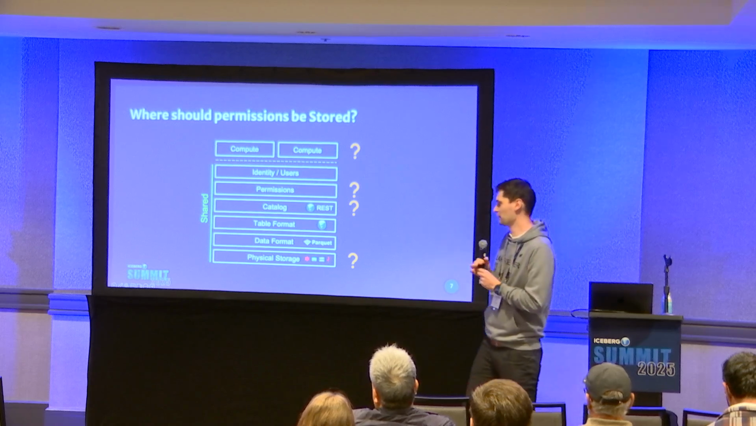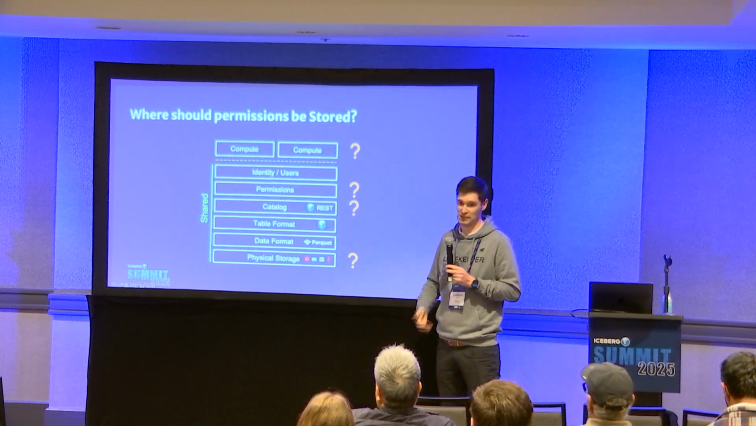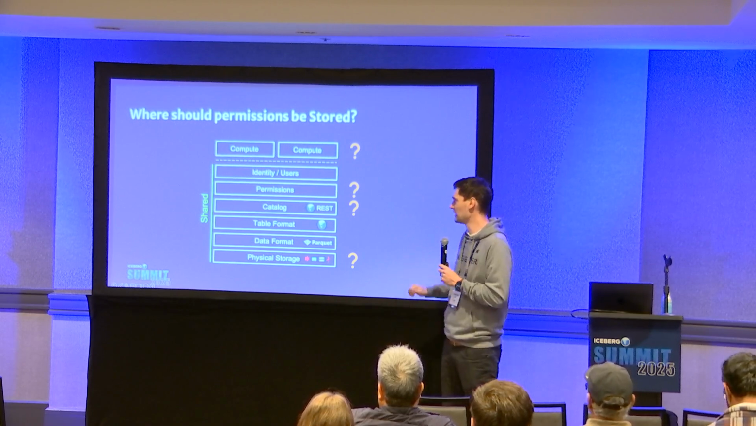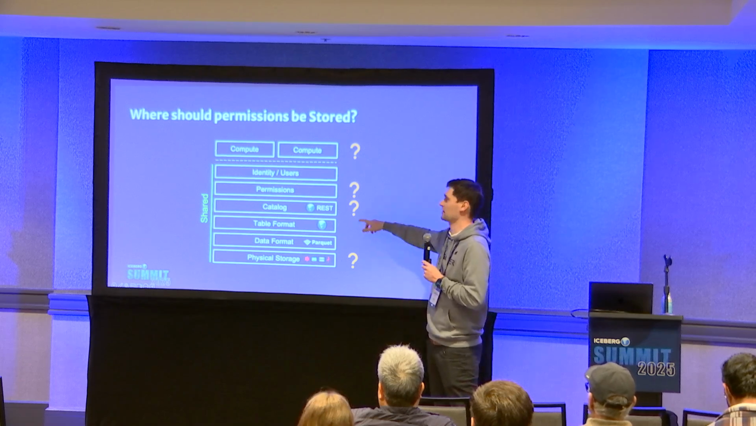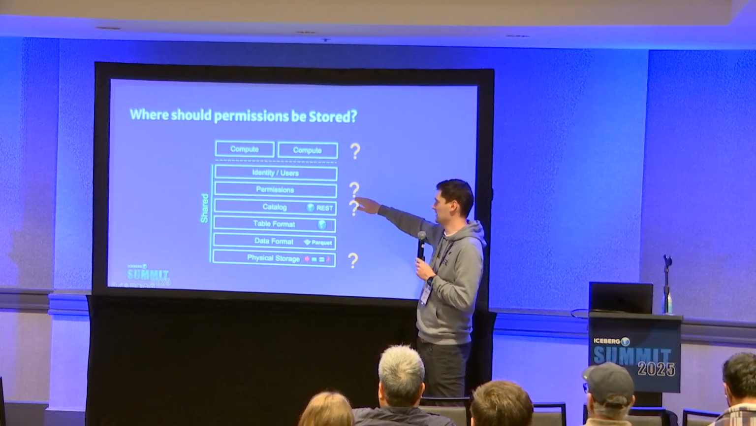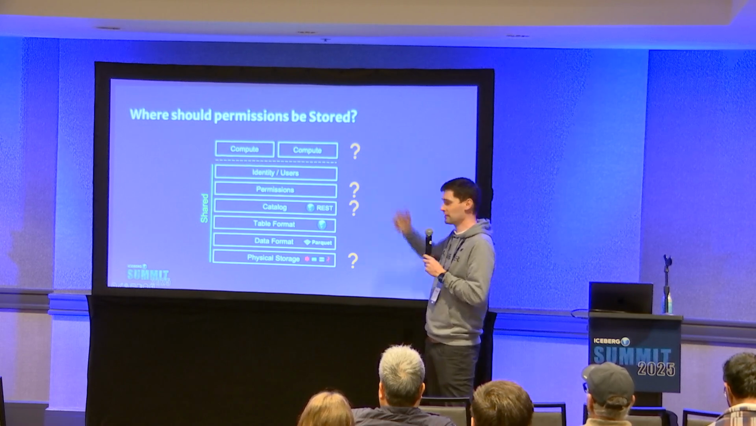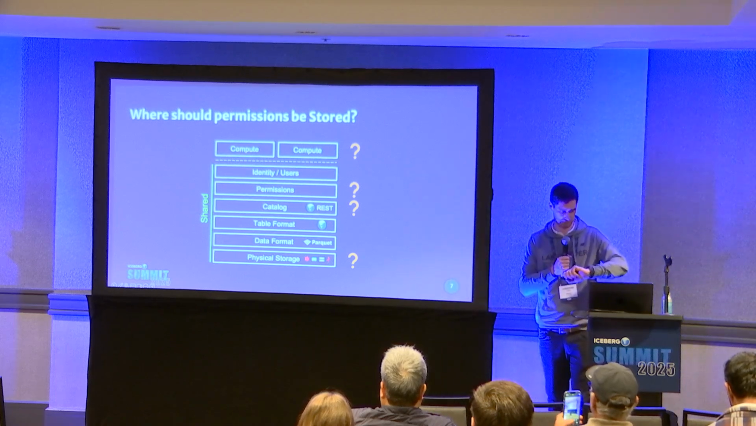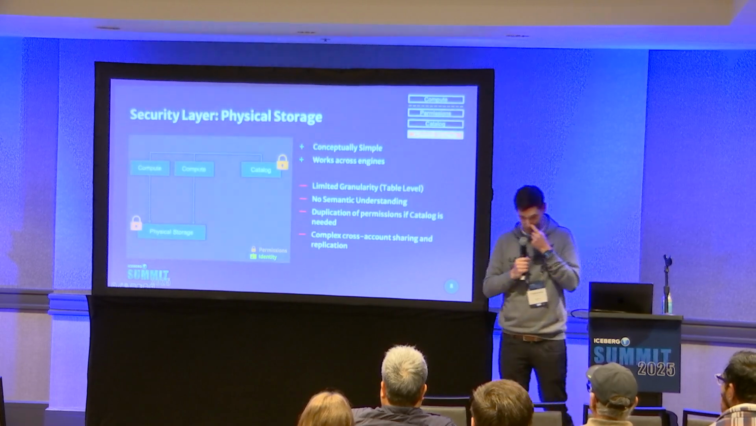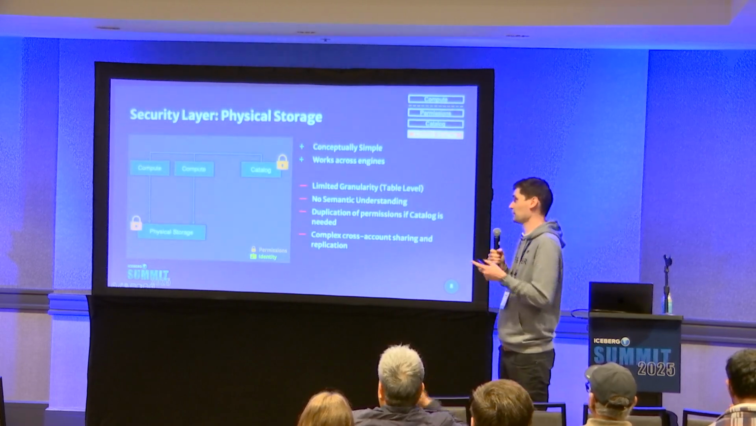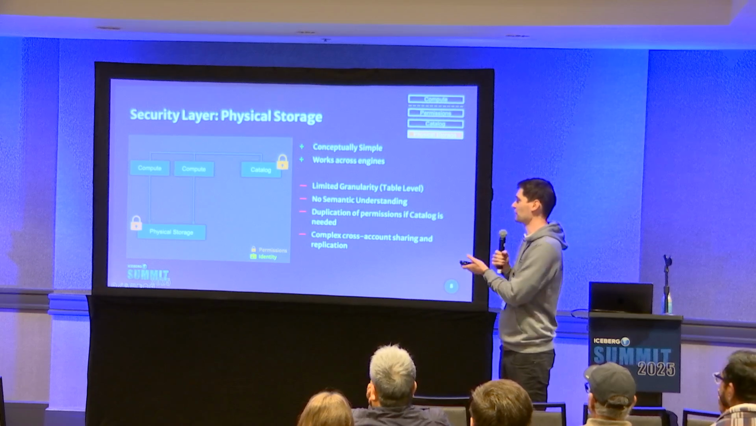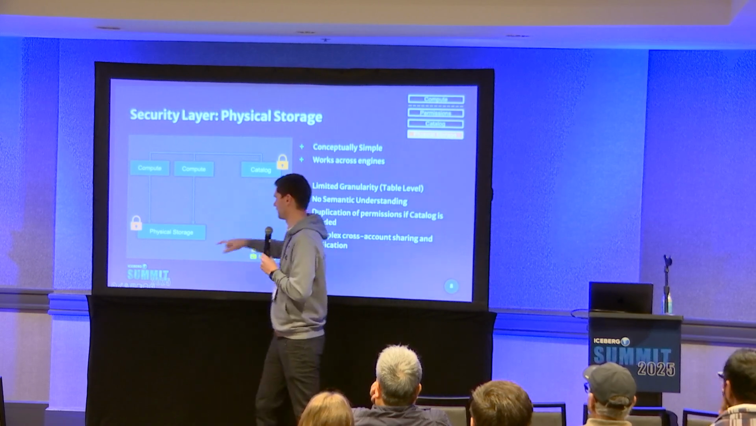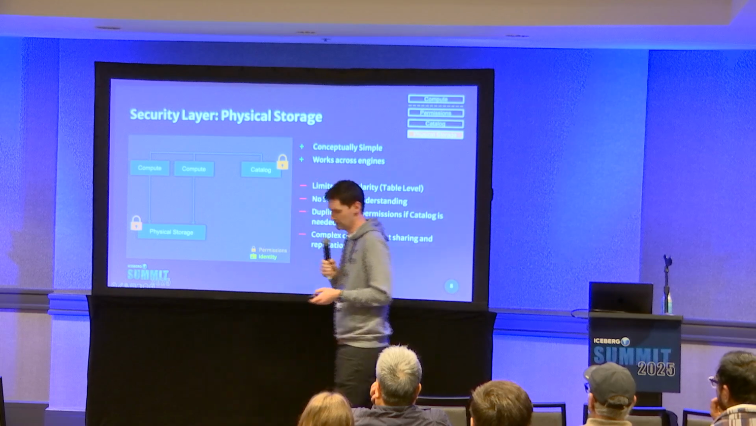We can store them in physical storage as we've done for a long time, just have S3, well, permissions basically. We can store them in the catalog or close to it in a dedicated permission management system. Or we can also use the compute for it. So let's go through them one by one. The first option here is, of course, we could go ahead and just store permissions in the physical storage layer, right? So we have our object store and we have our permissions, this orange lock down there.